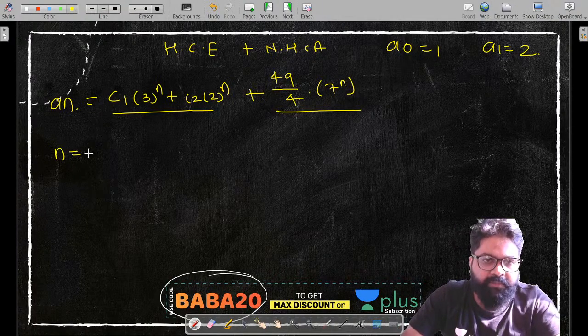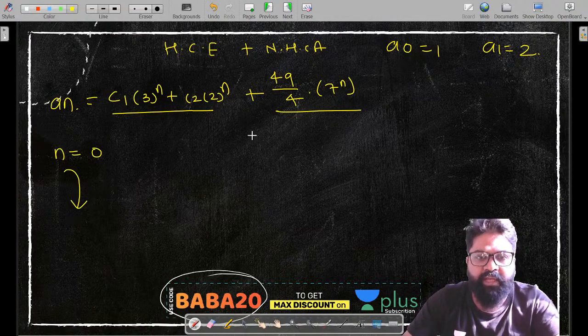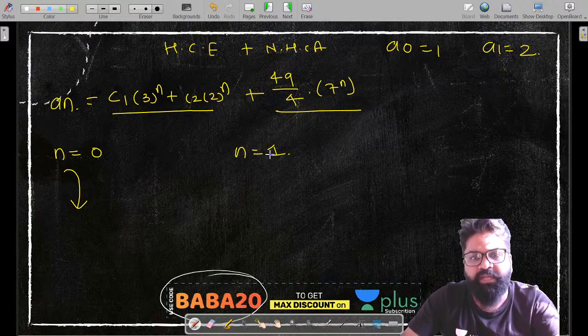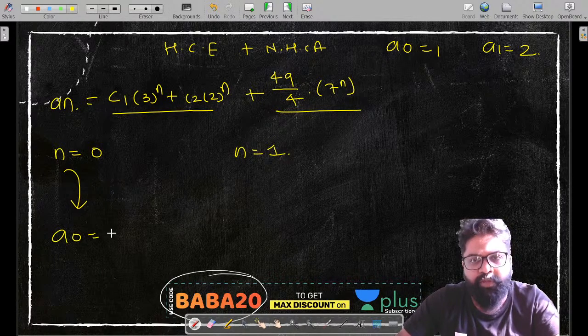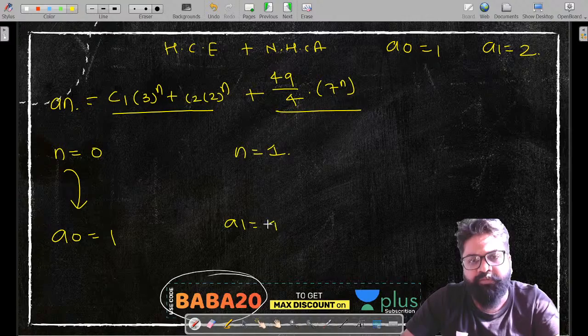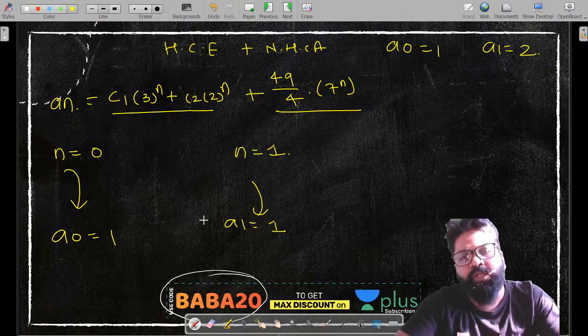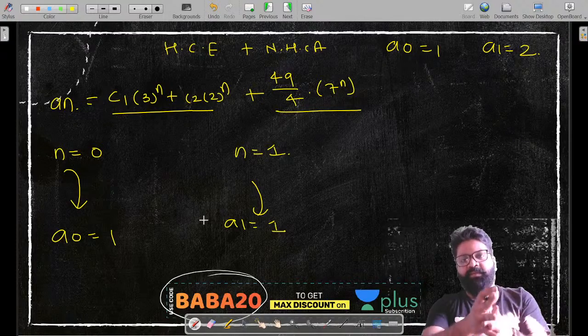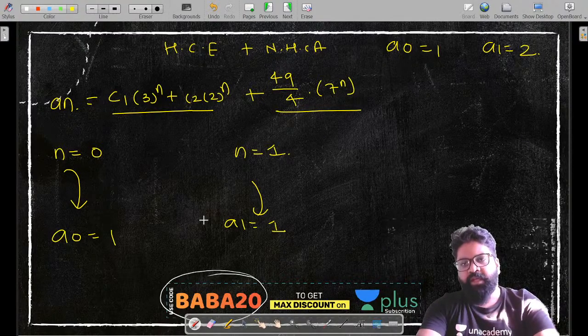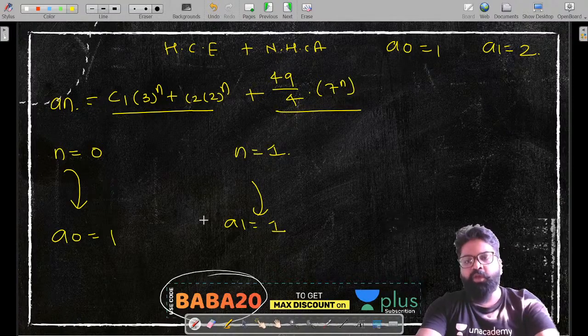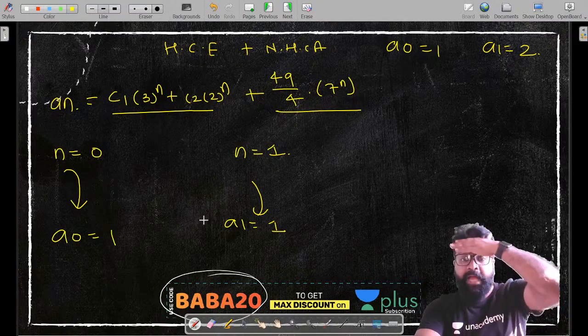Now if you try to substitute n equals to 0 here, and n equals to 1, you will be getting a of 0 as 1 and a of 1 as a 2. So in this way you can understand a of 0 also and a of 1 also. That is the main concern that you people will be having. So in this way you can calculate the total homogeneous equation and total non-homogeneous equation. I hope you got it.